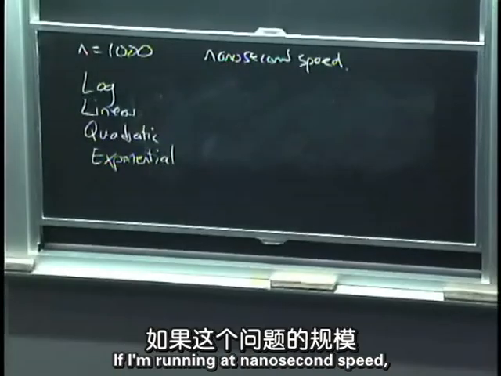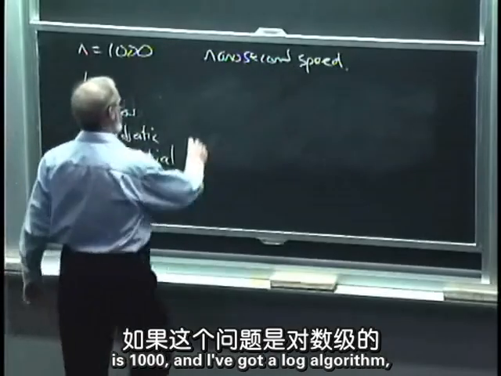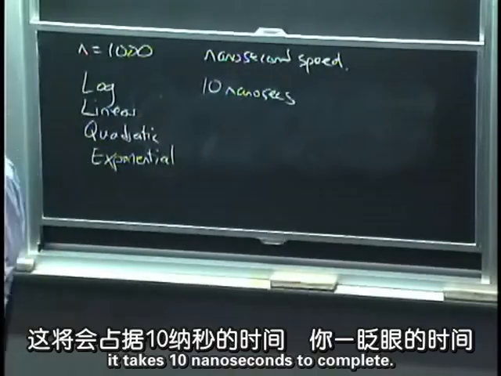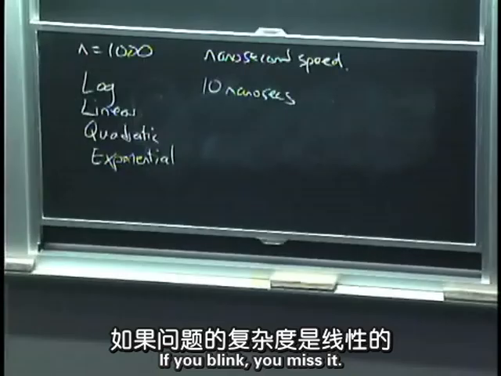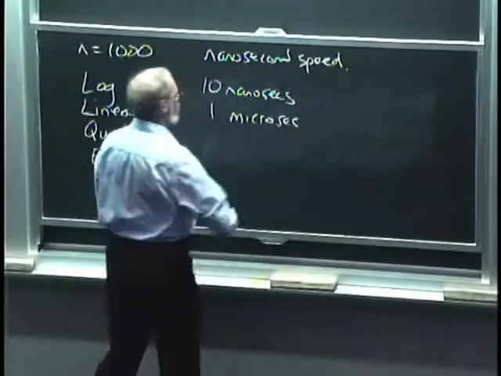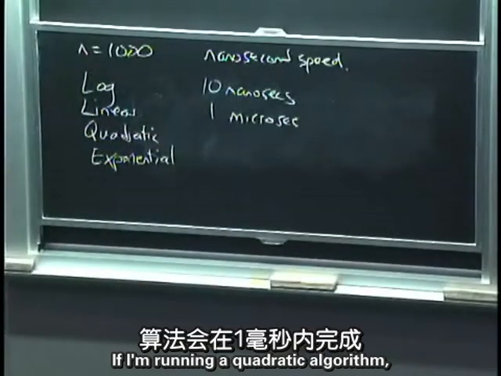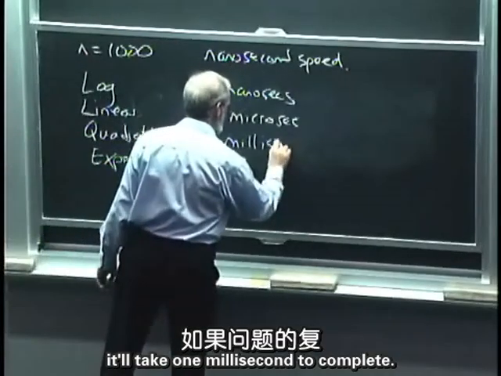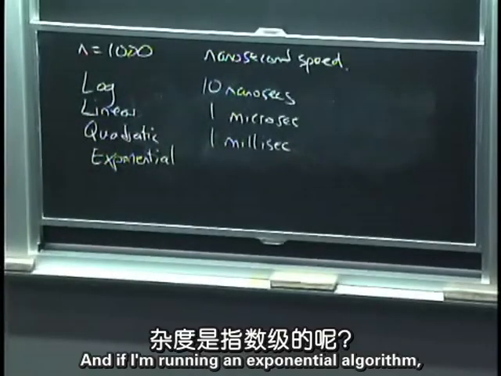If I'm running at nanosecond speed, and the size of the problem, whatever it is, is 1,000. And I've got a log algorithm, it takes 10 nanoseconds to complete. You blink, you miss it. If I'm running a linear algorithm, it'll take 1 microsecond to complete. If I'm running a quadratic algorithm, it'll take 1 millisecond to complete. And if I'm running an exponential algorithm, any guesses?